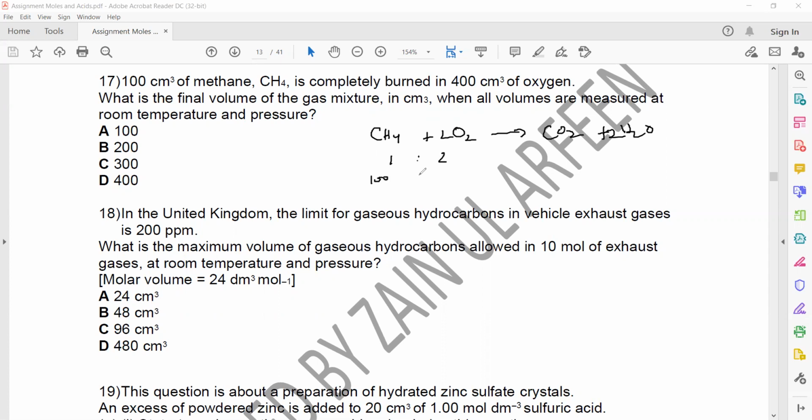So if you have 100 cm cube of methane, x cm cube of oxygen will be there, cross multiply. So it means 200 cm cube of oxygen reacts. So how much oxygen will be unreacted? 400 cm cube is the total amount of oxygen. Out of 400, 200 cm cube is completely reacted. So how much oxygen is left? 400 minus 200, so that is 200 cm cube.